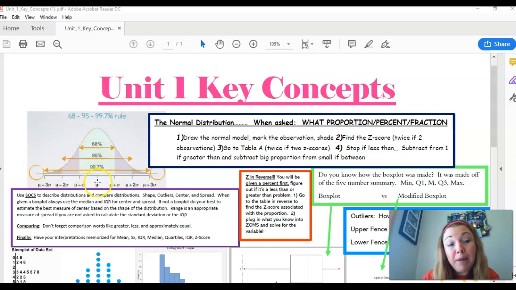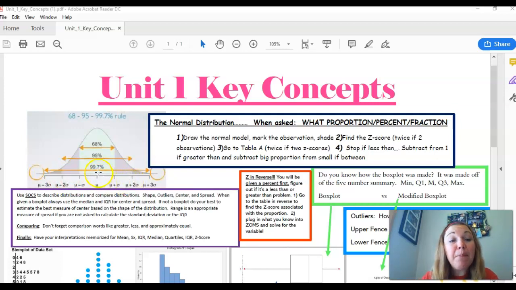95% of the population would be within 2 standard deviations. So if this right here is 70, that's 60, 50, because our standard deviation is 10. 60, 70, 80. So that means 95% of our population would be between 50 and 90.